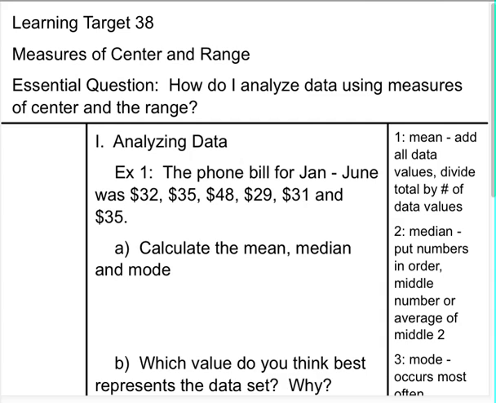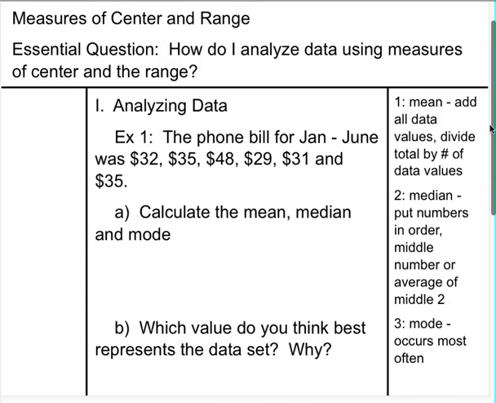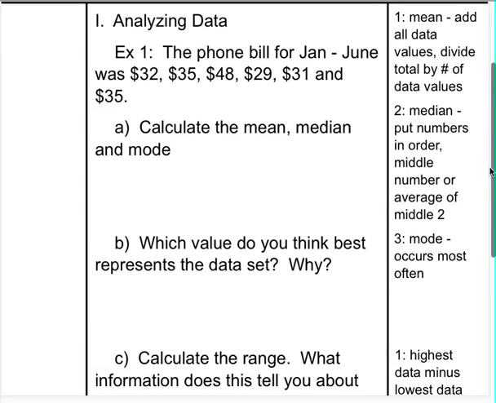So we're going to take a look at analyzing our data. So we've got a set of phone bills from January through June. And first we're going to find the mean, median, and mode. So when you're calculating the mean, which is sometimes represented as x-bar, that just means the mean, it's a symbol for the mean. Make sure that you remember to use parentheses when you're punching this in your calculator. You need to add all of the data values before you divide.